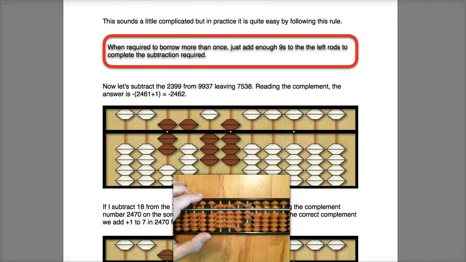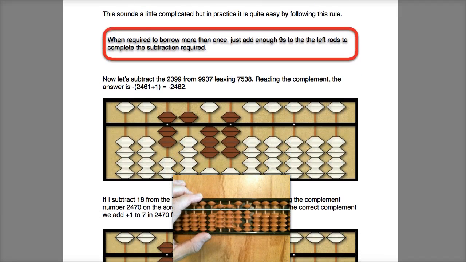Okay, now this might sound a little complicated, but the rule is quite simple. If we need to borrow more than once, we just simply add enough 9s to the left in order to complete the subtraction. So let's go ahead and do the subtraction by subtracting the 2,399, and that leaves us with 7,538 on the soroban. So reading the complementary number, that means our answer is a minus 2,462.